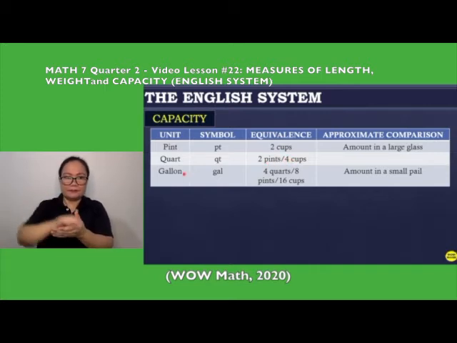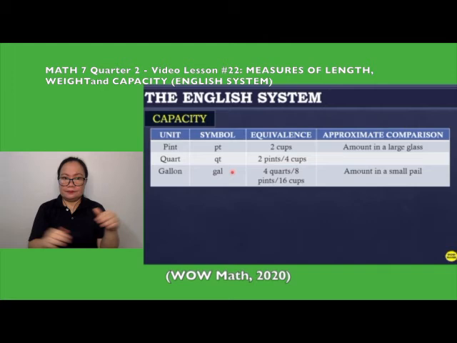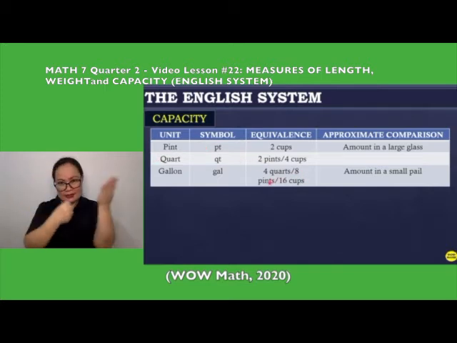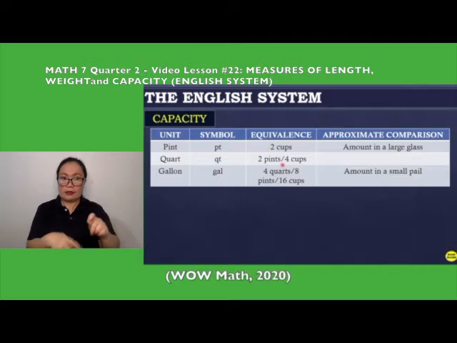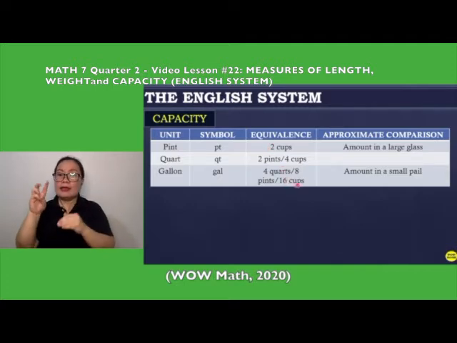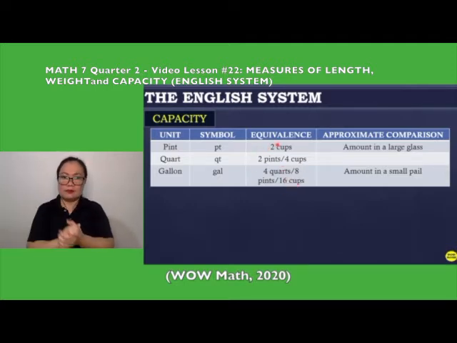Okay? And then, 1 gallon is equivalent to 4 quarts. Okay? So, kung yung isang quart ay 2 pints, therefore, kung 4 quarts, 4 times 2, that is also equivalent to 8 pints. And then, kung meron kang 8 pints naman, 8 times 2, that is equivalent to 16 cups. Okay, so I hope naiintindihan. So, actually kasi pag kabisado mo ito, madali na eh.